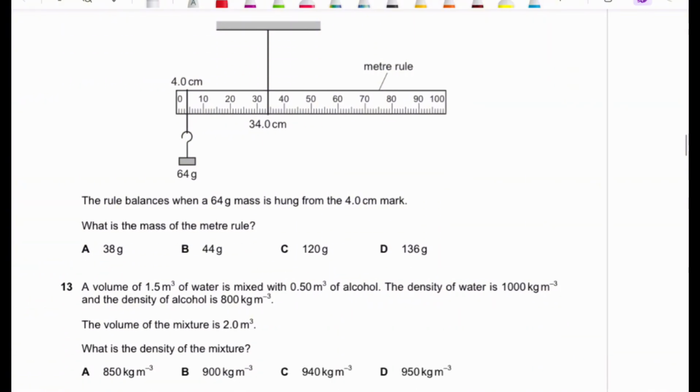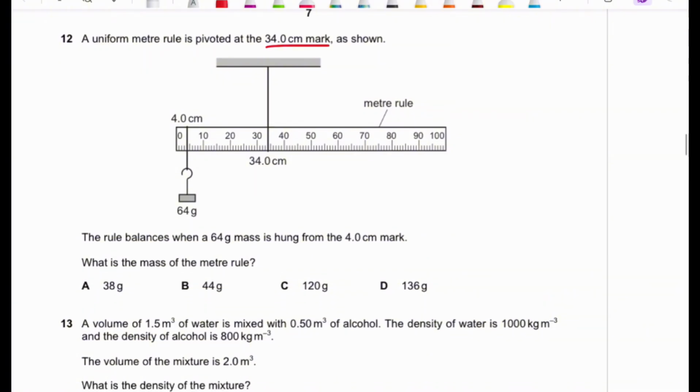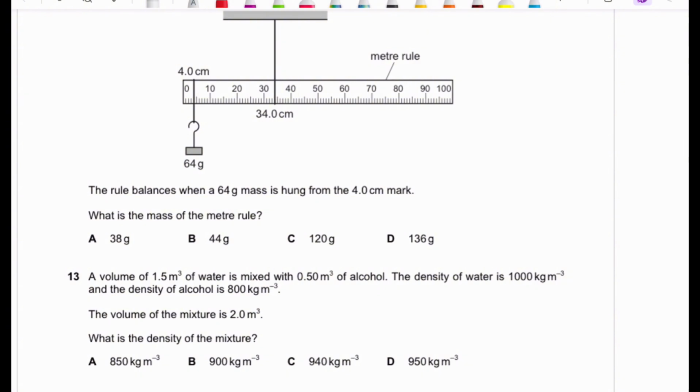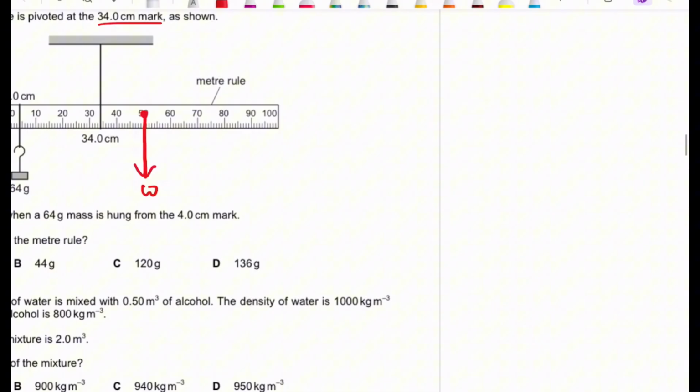Moving on to question number 12, we've been given a uniform meter rule that is pivoted at the 34 centimeter mark, as shown. The rule balances when a weight of mass 64 is hung from the 4.0 centimeter mark. What is the mass of the meter rule? The mass of the meter rule is going to act at the 50 centimeter mark, which is the weight of the ruler itself, right?